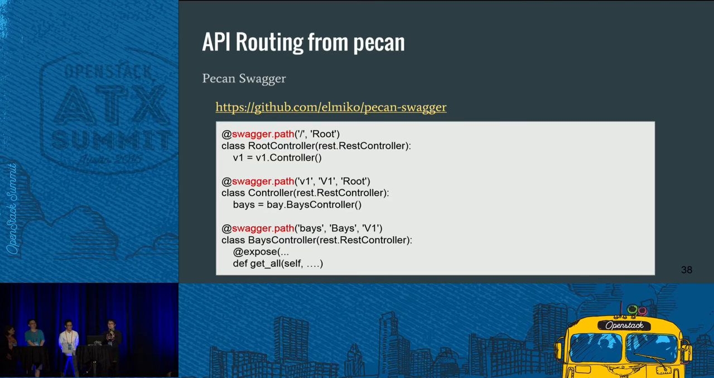For example, there are several ways to customize API routing in Pecan, and the API routing of Magnum is also customized now. However, the Pecan Swagger library doesn't support such customized routing. So we try to extend the decorator which Pecan Swagger provides to adjust to our rules.